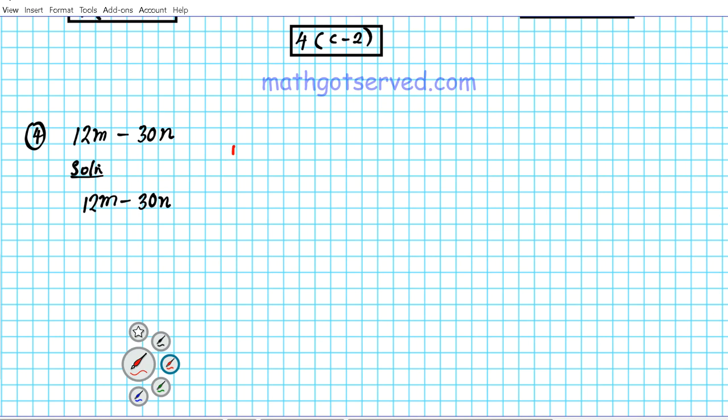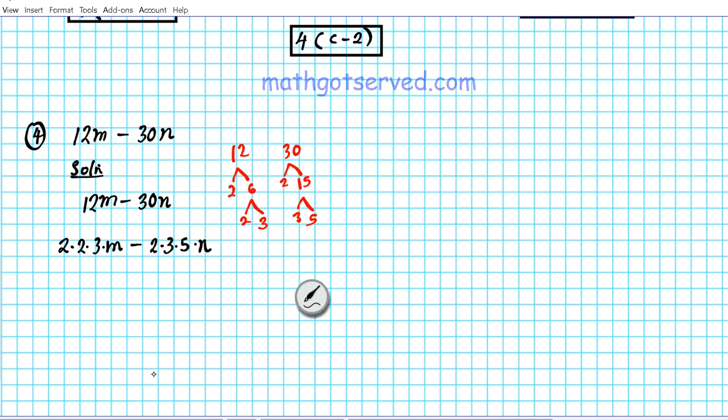Let's start with 12. So let's break down 12 into prime factors. 12 is even, so 2 goes into it. 2 goes into 12, 6. 2 goes into 6 3 times. So we have 2 times 2 times 3 times m as a decomposition of 12m. And then let's move on to 30. To break down 30, 2 goes into 30 15 times. And then 3 goes into 15 5 times. So the decomposition of 30 is 2 times 3 times 5. Oh, and then we have the n.